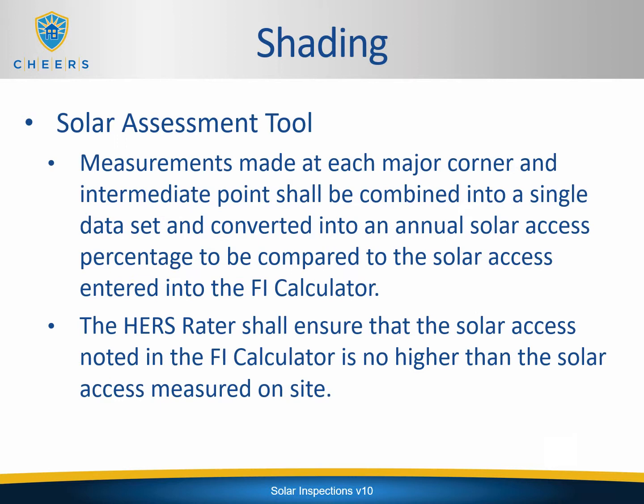Measurements made at each major corner and intermediate point shall be combined into a single data set and converted into an annual solar access percentage to be compared to the solar access entered into the FI calculator. The HERS rater shall ensure that the solar access noted in the FI calculator is no higher than the solar access measured on site.